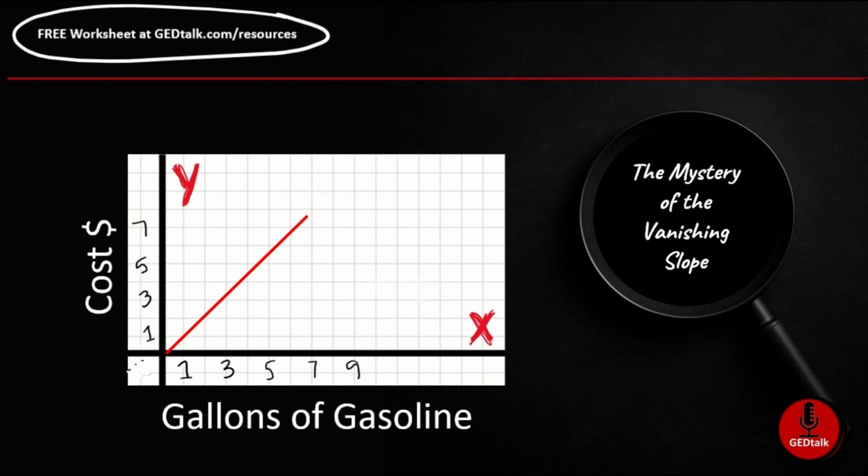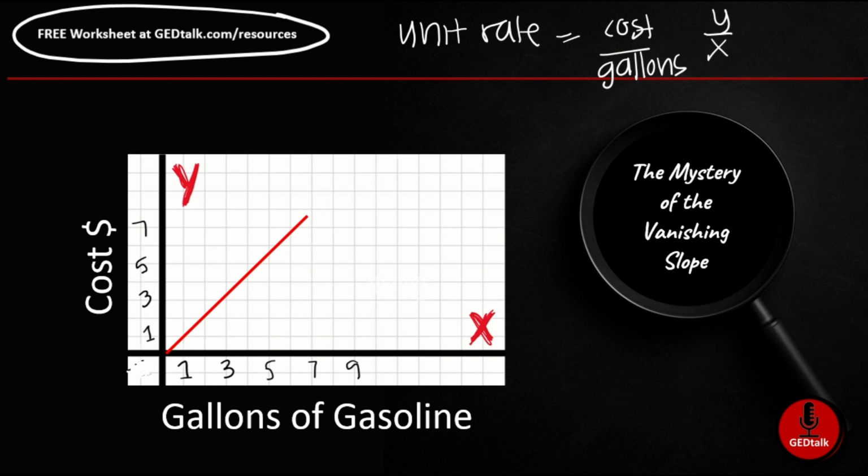So the example you see on the screen is showing you the quantity of cost, what we see on the left, represented by the y-axis, and then it is per the unit of gasoline. The unit rate is going to be the cost over the gallons of gasoline. And we'll just write gallons. So as we can see, that's going to give us y over x, which is rise over run.